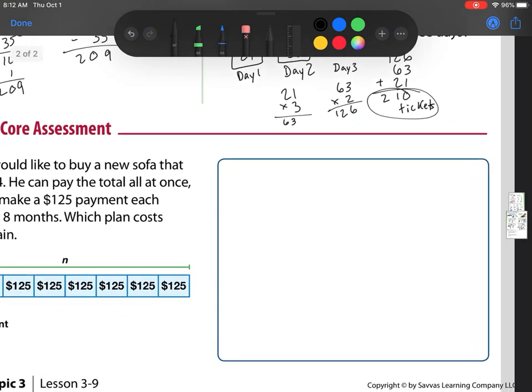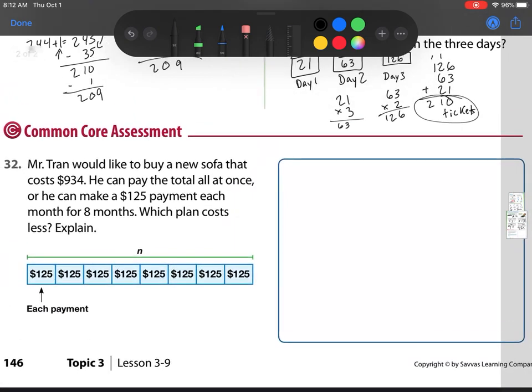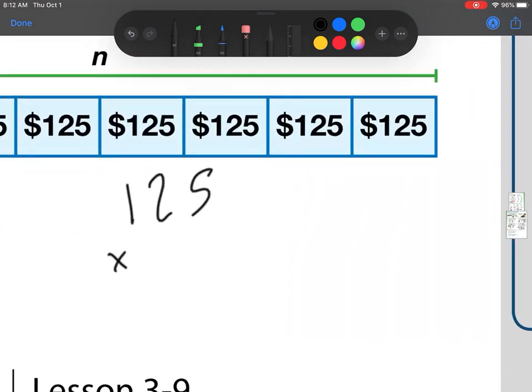Okay, now let's head to our very last problem. Mr. Tran would like to buy a new sofa that costs $934. He can pay the total all at once, or he can make a $125 payment each month for 8 months. Which plan costs less? Well, let's find out. If he does the 8 months, it's going to be 125. Let's zoom in. Times 8. So I'll do my standard.